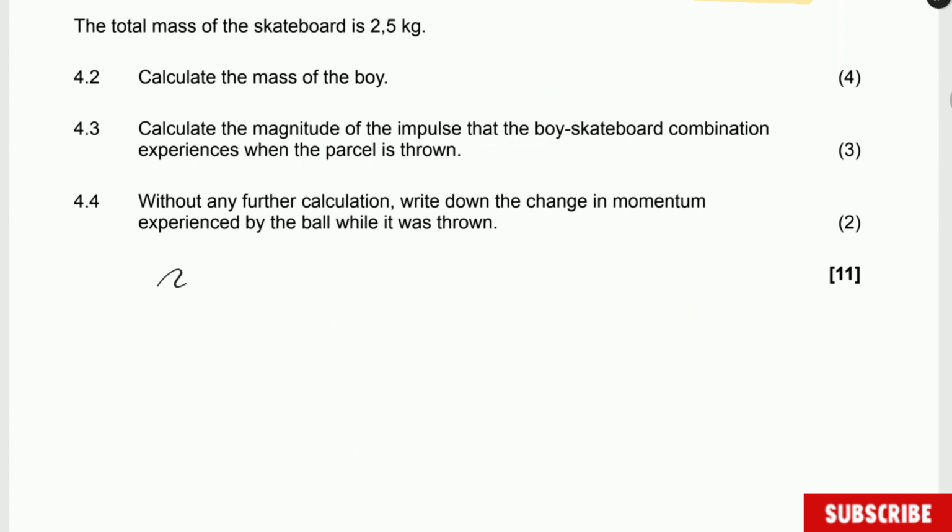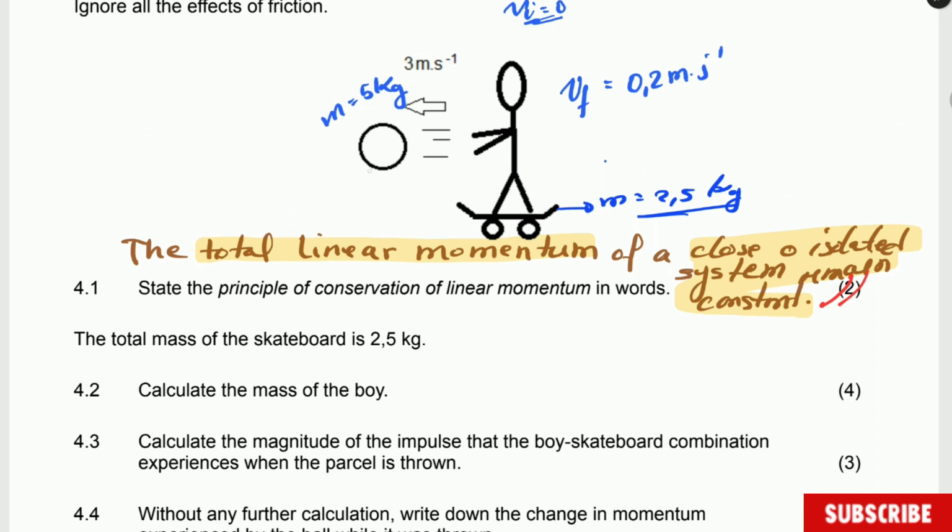Now, to answer this question, we are going to apply the law of conservation of momentum. So to start, we're going to say that the initial total linear momentum will be equal to the final total linear momentum. And the two objects of interest here are the ball, that is important, and the boy with the skateboard together.